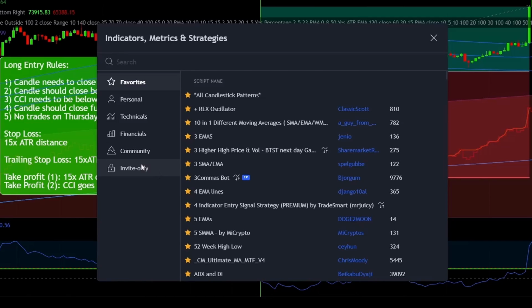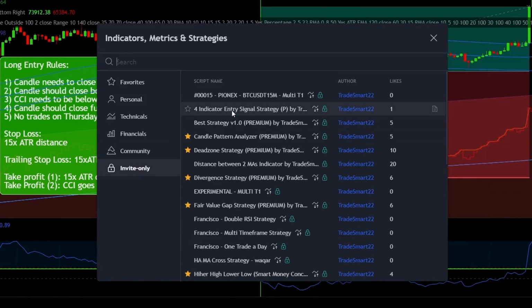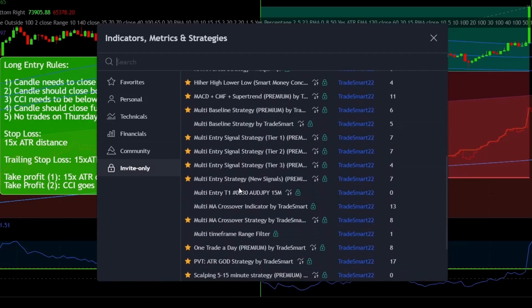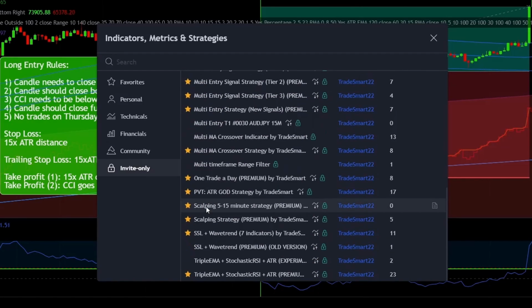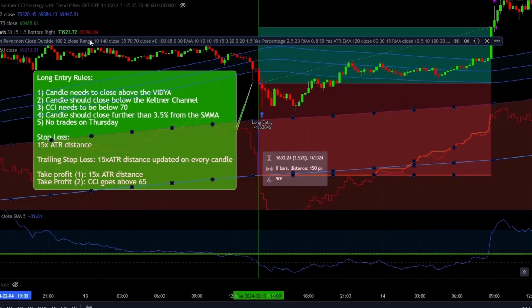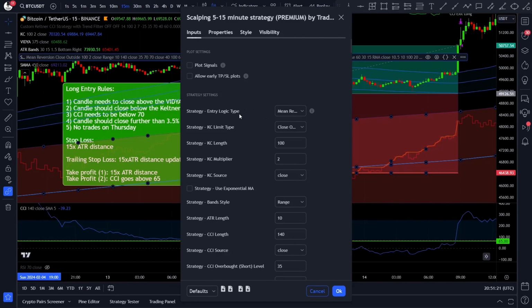When you are added to the scripts, you need to head over to the Indicators tab, click on the Invite Only section and you will see all of our premium scripts right here. This premium script is the Scalping 5 to 15 minute strategy premium. So add that one to your chart. If you open up the script, you should see something like this.